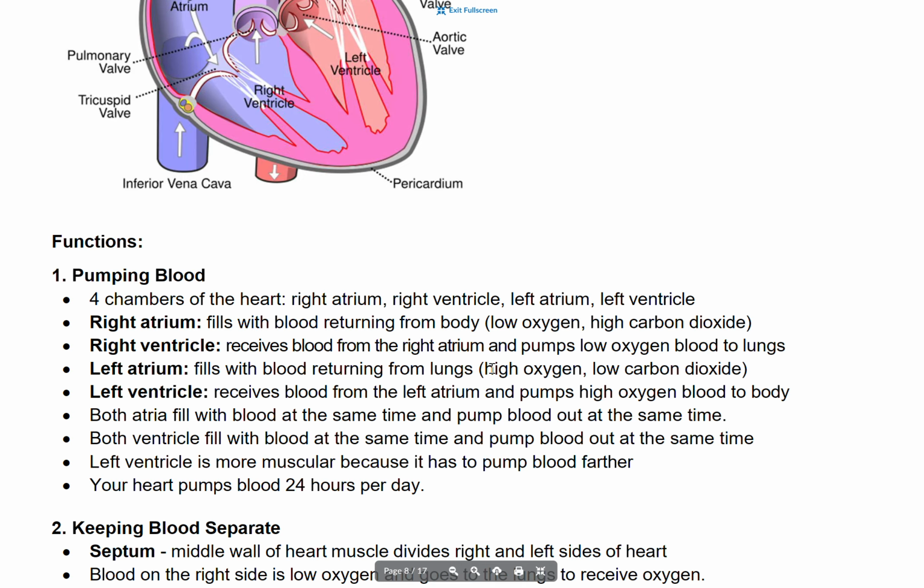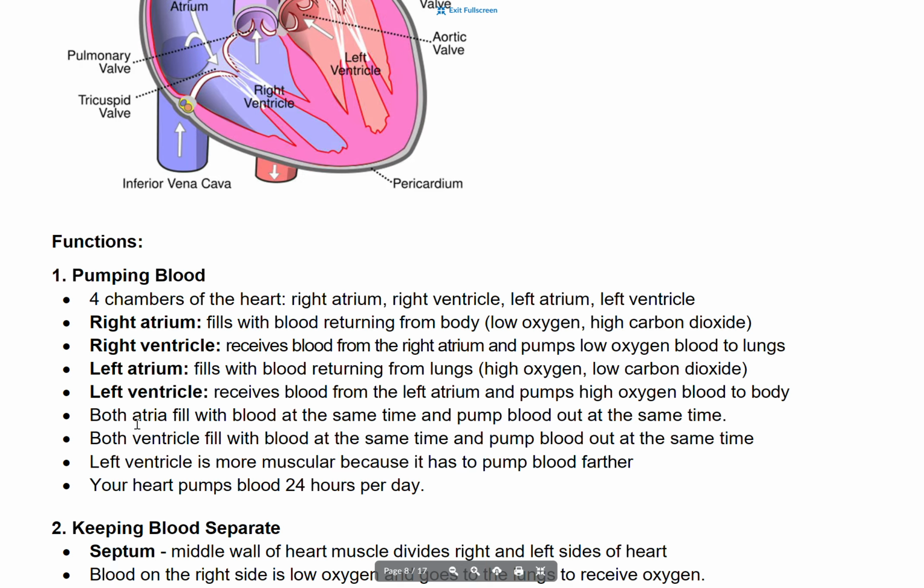It receives the blood from the right atrium and pumps the low oxygen blood to your lungs, where it fills up on oxygen again and gets rid of all of that carbon dioxide. The left atrium fills with blood returning from the lungs, usually high oxygen, low carbon dioxide. The left ventricle receives blood from the left atrium and pumps the high oxygen blood to all of the body cells through the aorta and all of the arteries.